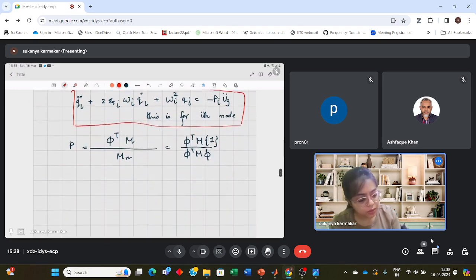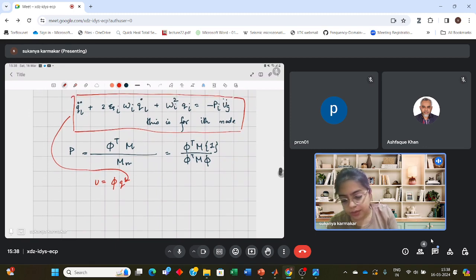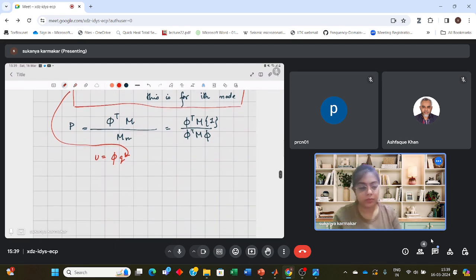Once you get Q, you know that U is equal to phi into Q. Once Q has been identified, you multiply that with phi to get the U, right? So let's do an example so that this becomes clear.